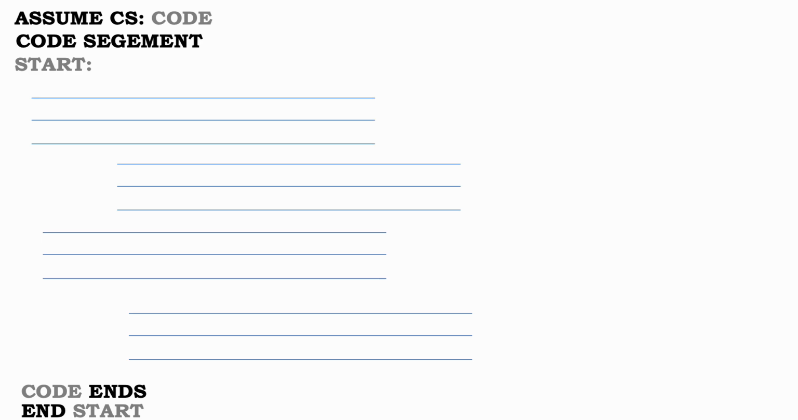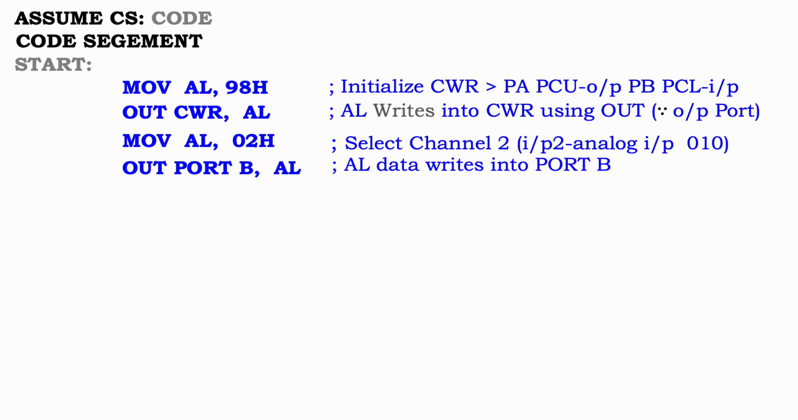Let us start one by one. It is very simple to understand the assembly language program to interface the ADC with the 8255. Very simple, only 3 steps are required. The first one is initializing the control word.